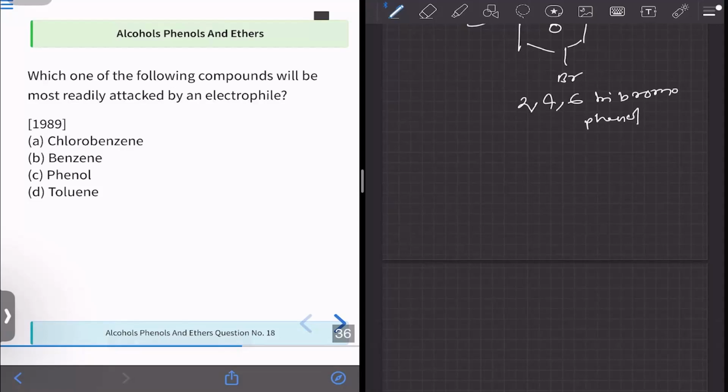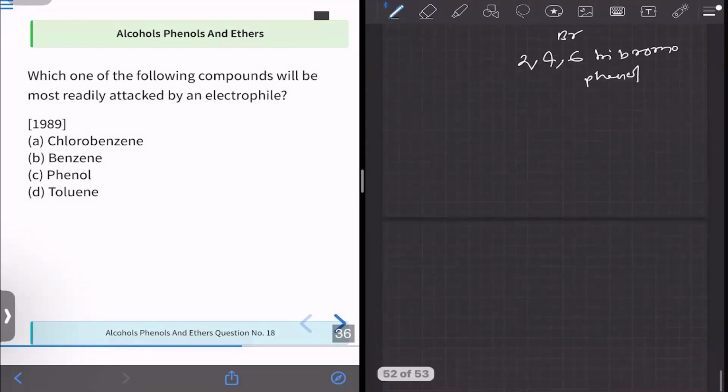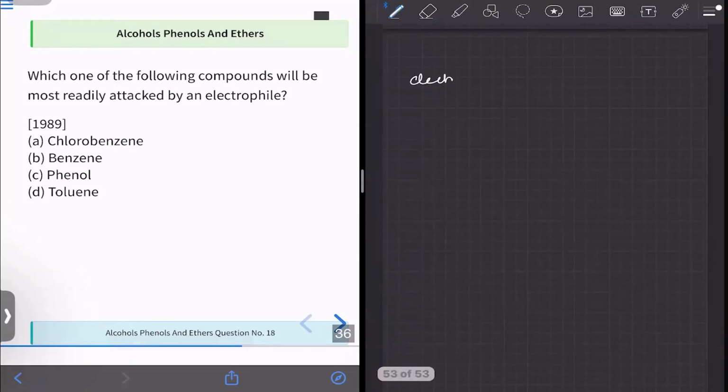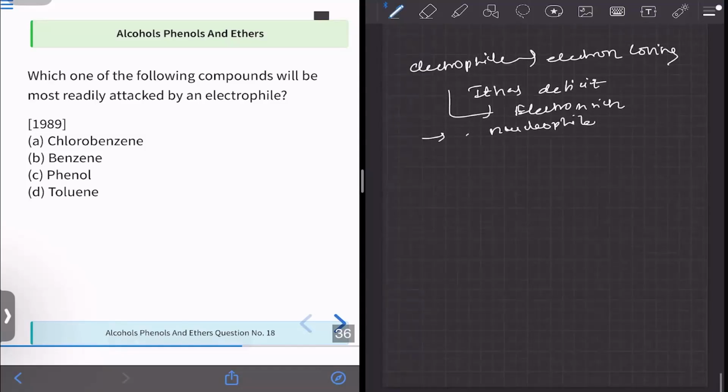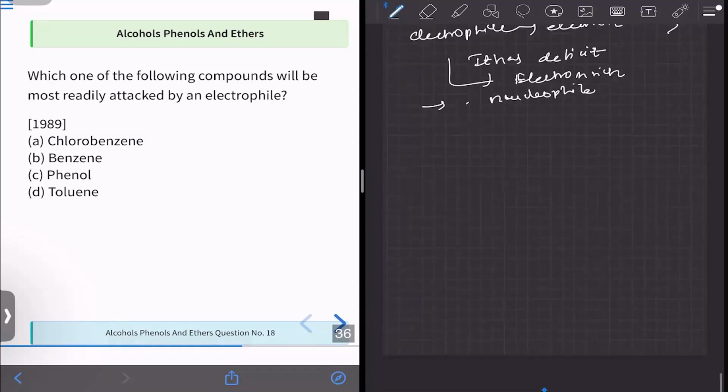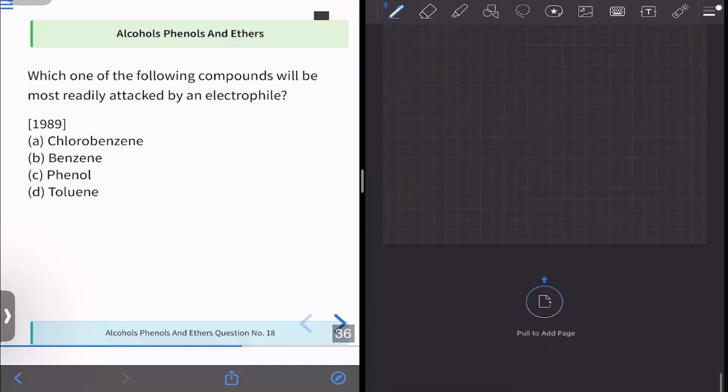Which one of the following compounds will be most readily attacked by an electrophile? See, an electrophile is electron loving. It has some deficit. With whom does it react? One which is electron rich. So it reacts with a nucleophile. So they are asking which of the following can easily react with an electrophile.